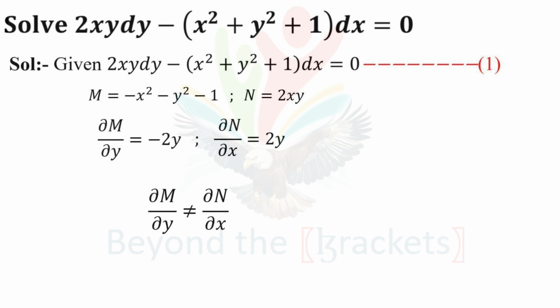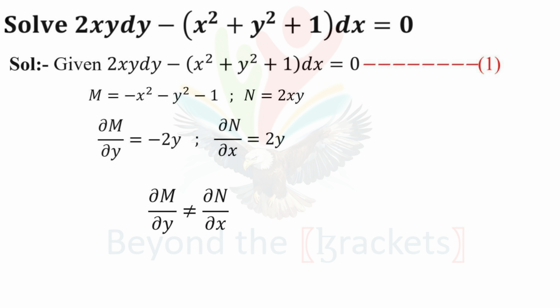If you look at the question carefully, the first term has a degree of 1 plus 1 equals 2. The second term x square is of degree 2. The third term y square is also of degree 2. However, the last term is a constant, which means it is of degree 0. This rules out the possibility of the equation being homogeneous.